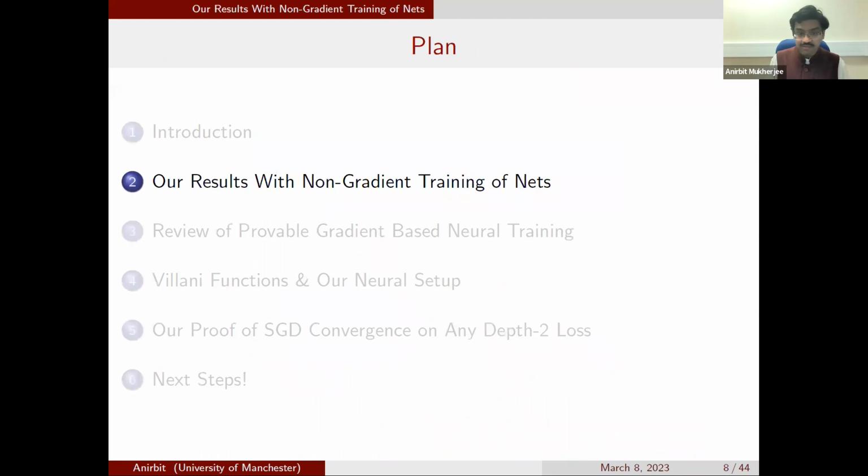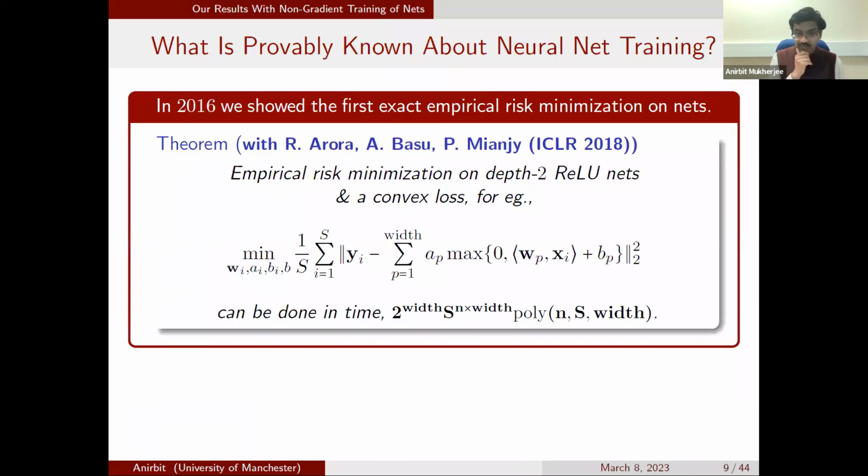Okay, so let's see. I will start with some results about non-gradient training of neural networks. That's a line of research that we have been doing for quite some time. Way back in 2016, we showed a theorem which caught quite a bit of attention: for a depth 2 neural network of ReLU gates, no matter what the data is, no matter what the width is, you can always find the global minima exactly in a time which is not exponential in the training data.